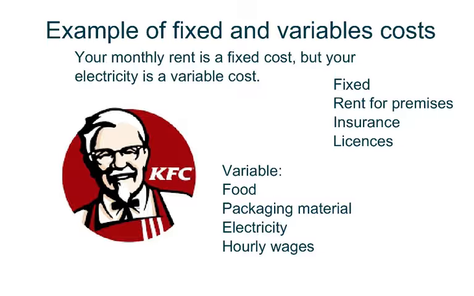Your variable cost will change with production. So if you make 10 pieces of chicken or 100 pieces of chicken, the food, the ingredients will change. Your packing material will change, your hourly wages will change, and also your electricity, because you need electricity to cook or to bake this chicken.